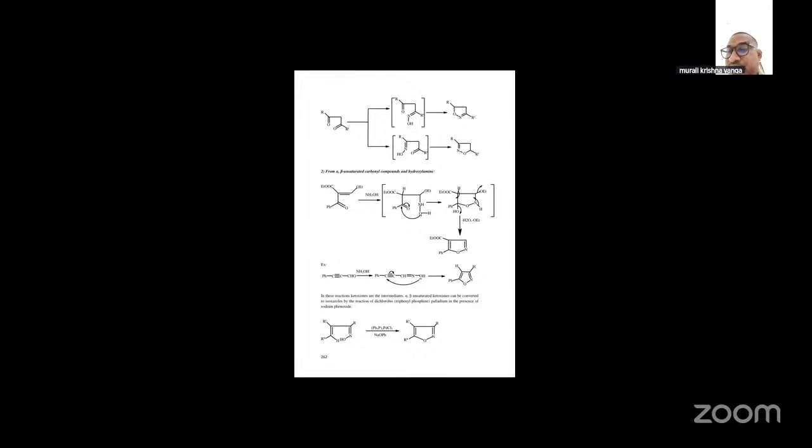Next, alpha beta unsaturated carbonyl compound and hydroxylamine. When this alpha beta unsaturated carbonyl compound reacts with hydroxylamine, a Michael type addition takes place. The NH2 of hydroxylamine adds at the beta position of the alpha beta unsaturated carbonyl compound. Simultaneously the OH group adds to the carbonyl, and elimination of a water molecule gives the isoxazole product.